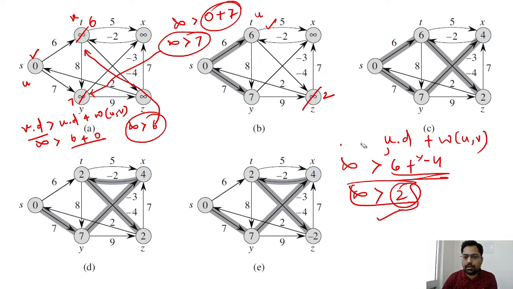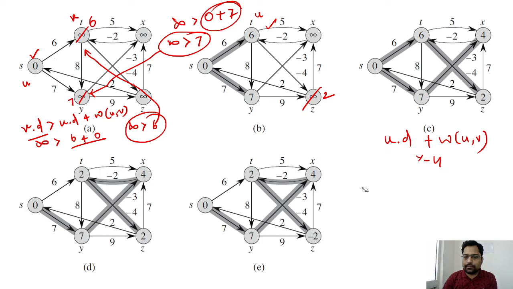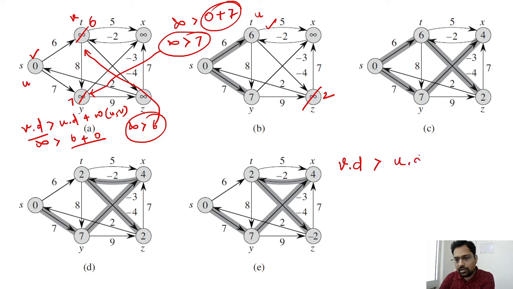Now our next target is, I'm just keeping this area as V.d is greater than U.d + w(U, V). So here we selected this position, this path is getting selected now because we got a value which is getting updated. Next, this value will be selected, where this is our V for the timing and this is our U.